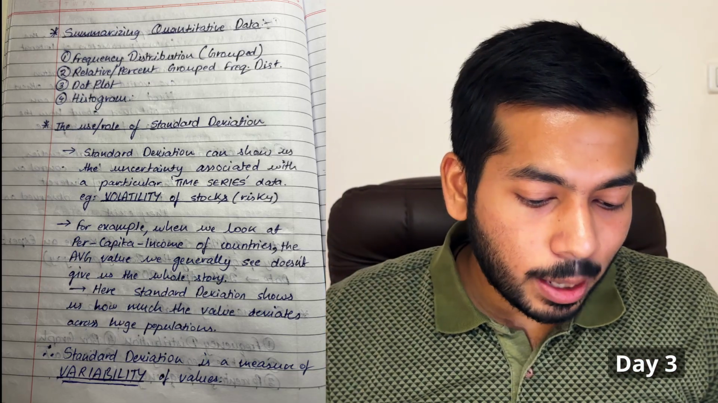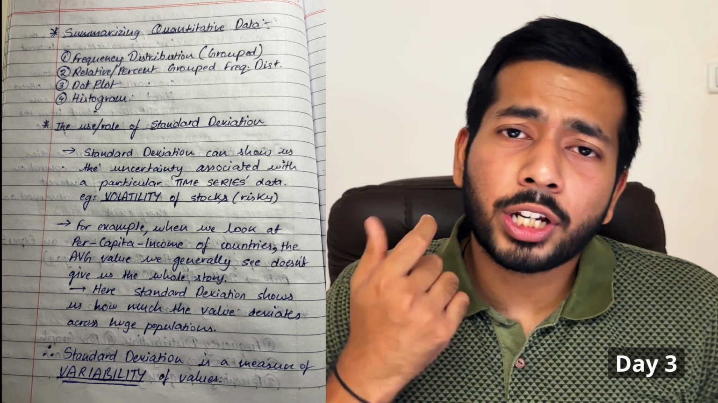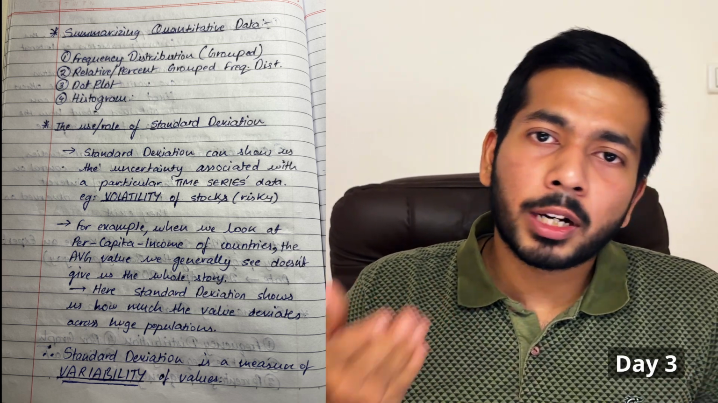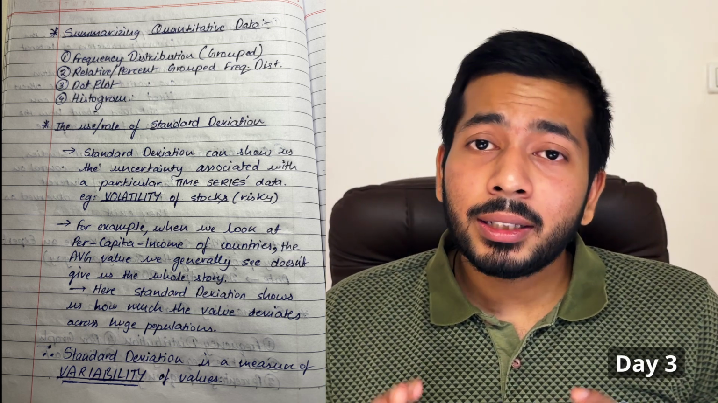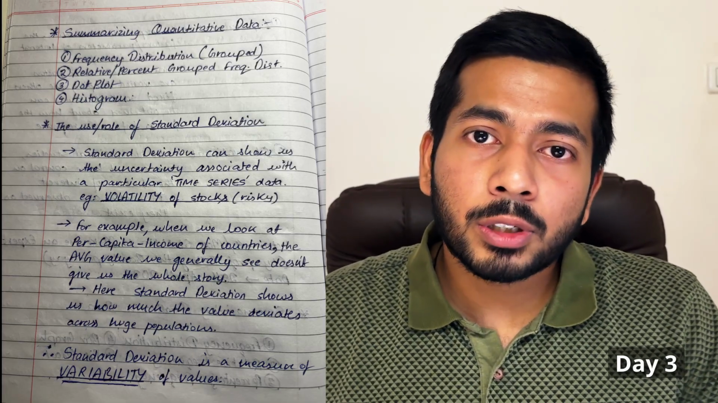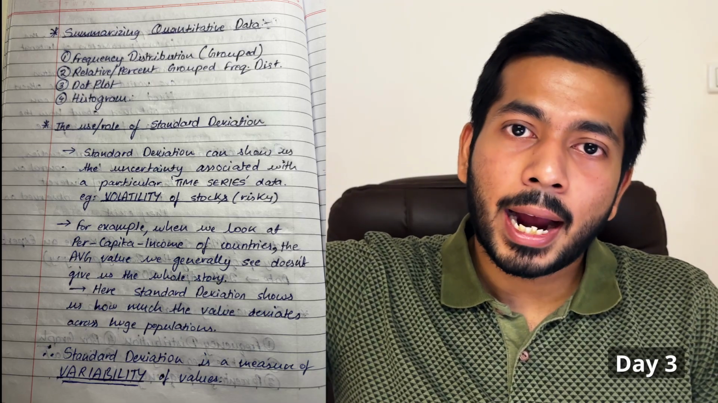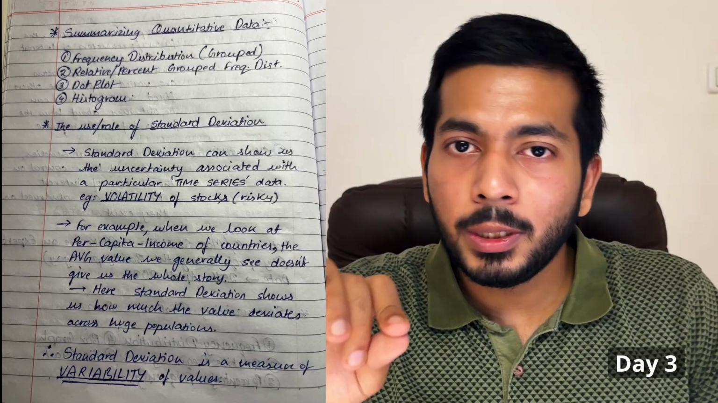Understood? The second example is, for example, we look at per capita income of countries. So now generally what we look at is the average per capita income of a country, but that doesn't paint the whole story, because average can be like, there's a person who's really poor who earns very little, and there are people who are really rich, and the average between them comes out to be somewhere in the middle.